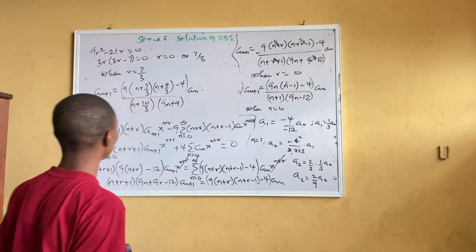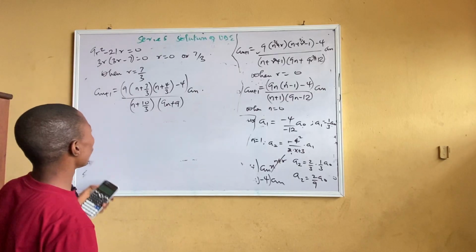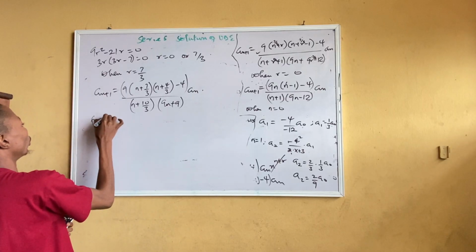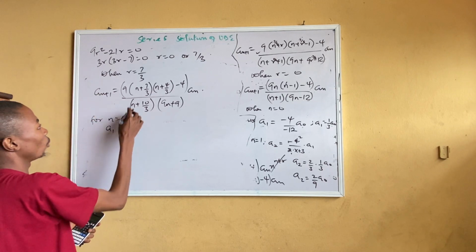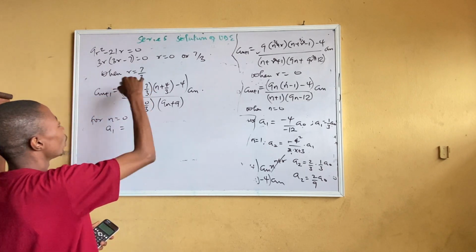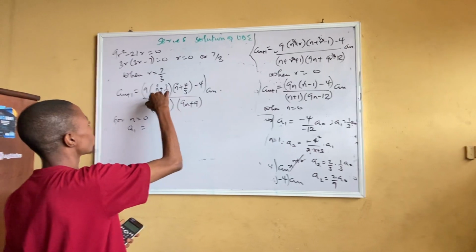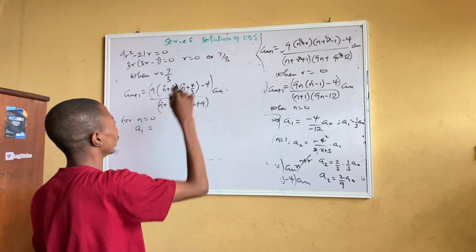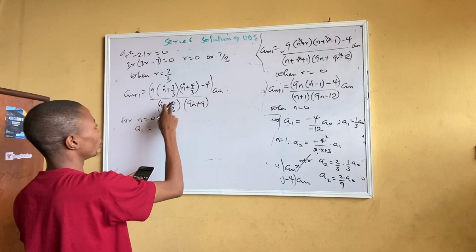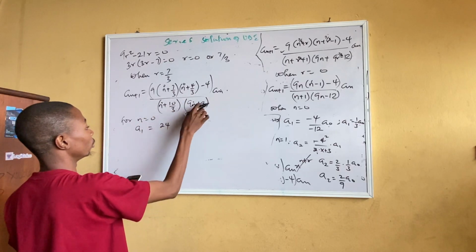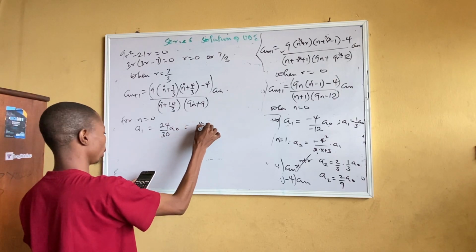Then you can now write the solution for n equals 0 and for n equals 1. So for n equals 0, what is a1? If n is 0, everybody here will be 24 in the numerator, and 30 in the denominator, times a naught, which is 4 over 5. So a1 equals 4 over 5 a naught.